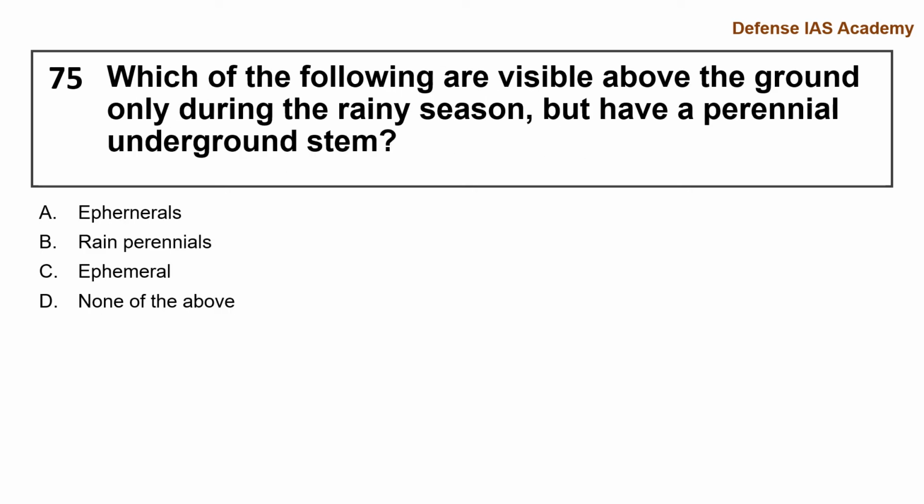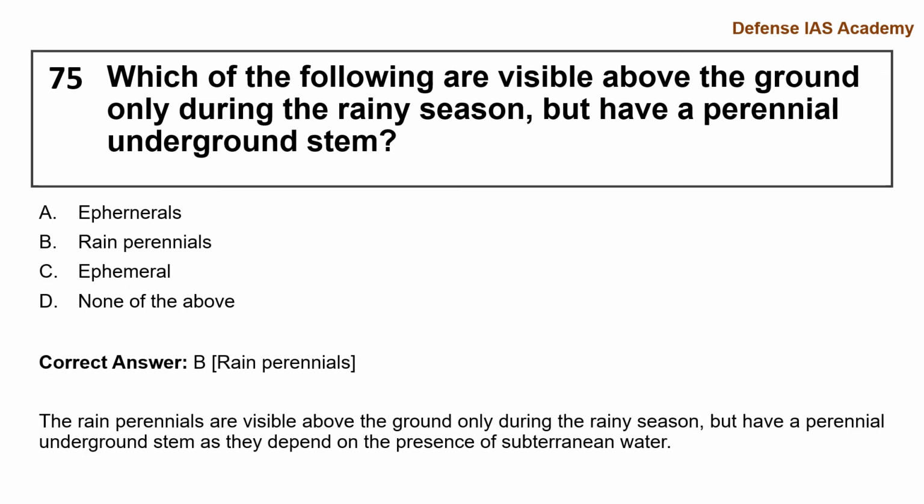Next question, question 75. Which of the following are visible above the ground only during the rainy season but have a perennial underground stem? The correct answer is option B, rain perennials. The rain perennials are visible above the ground only during the rainy season but have a perennial underground stem as they depend on the presence of subterranean water.